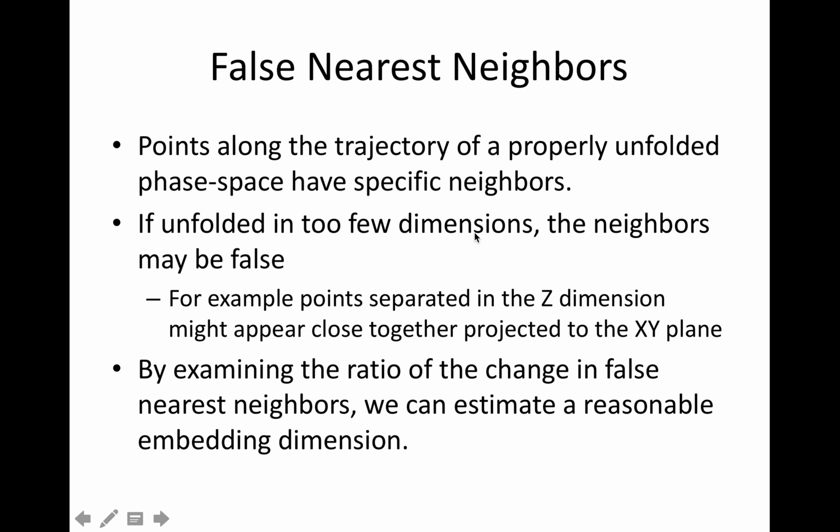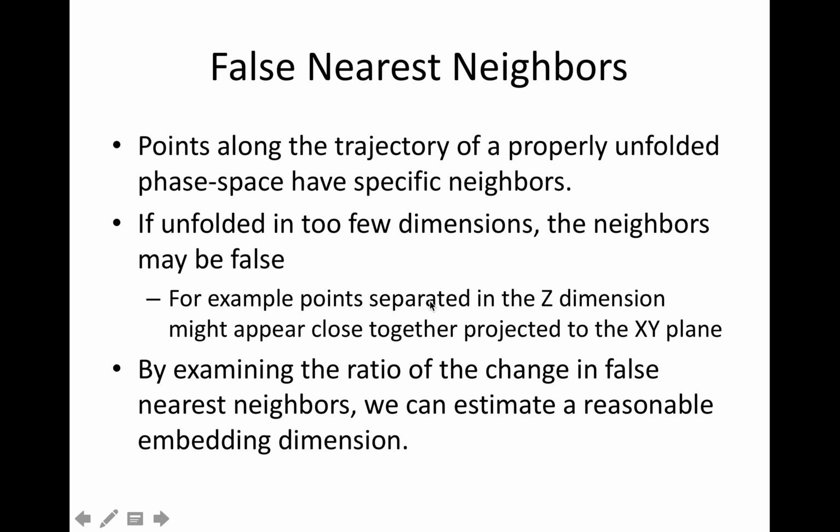If you don't use enough dimensions, for example, on that XYZ plot that we looked at, if we only use 2 dimensions, then some of the points that are actually separated by quite a lot will appear to be close together in the XY plane. So we can look at the ratio of the change in these, and they would look like they were nearest neighbors, but that would be false.